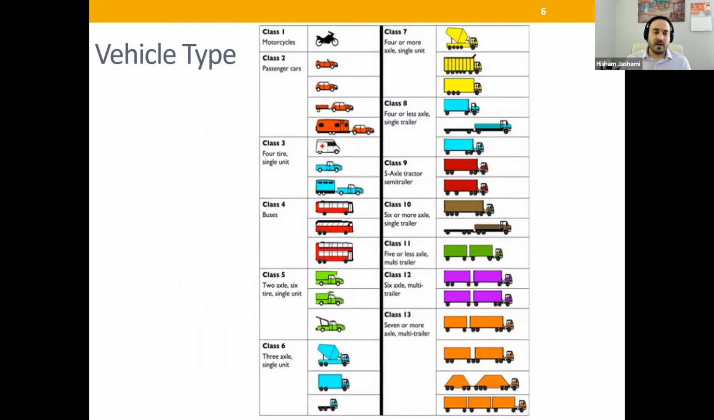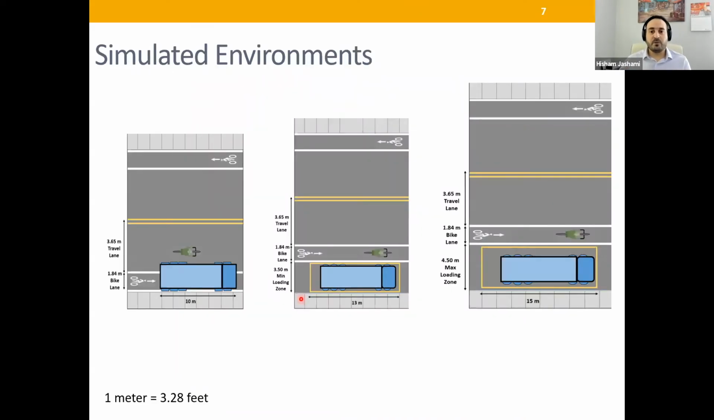As Ed showed us earlier, here are the vehicle classifications, and we used the class 5 right there for this experiment. Because we don't have it in the simulator, I had to build the truck from scratch. So that was additional experience I had. And here is the top view that shows the dimension of the road, bike lane, vehicle, and loading zone. So here we have no loading zone. Here we have a minimum loading zone, and here we have a maximum loading zone. I just want to show the top view, but we're going to see more examples as we go. And here we are showing the width of the bike lane and width of the travel lane as well. And I just put the conversion for you guys.